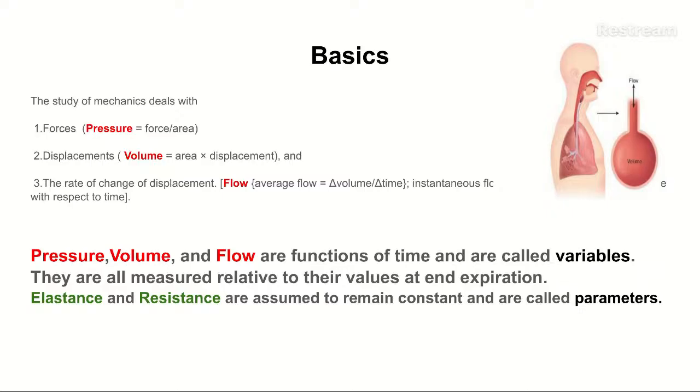When anyone says variable, it is pressure, volume, and flow. When we say respiratory parameters, by definition, I am talking about only two things: elastance and resistance. So this is just a definition part of it.